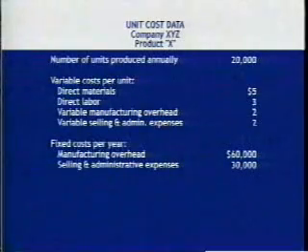Let's look at basic cost and production data for a fictitious product X from company XYZ, where 20,000 units are produced each year. Variable production costs are $5 for direct materials, $3 for direct labor, and $2 for variable manufacturing overhead. Variable selling and administrative costs are $2 per unit. Fixed manufacturing overhead is $60,000 per year, and fixed selling and administrative costs are $30,000 per year.